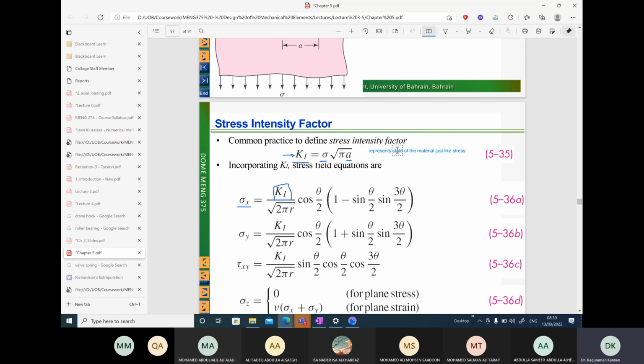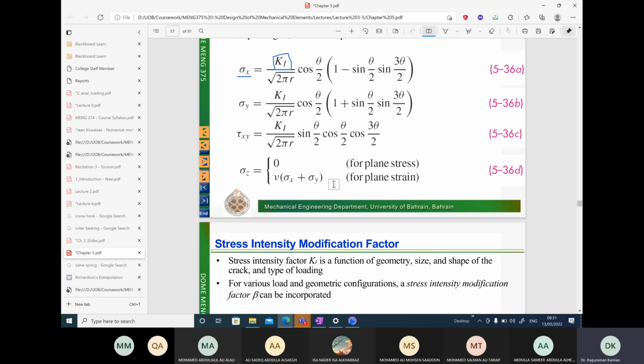Now, when we had failure theories with the quantity stress, we compare the stress to a material property. For example, it could be yield stress, or the ultimate tensile strength in the case of brittle materials. In the same way, we calculate the state of the material by calculating the stress intensity factor in the case of cracks, and compare it to a material property which is called KIC. So what is this KIC?